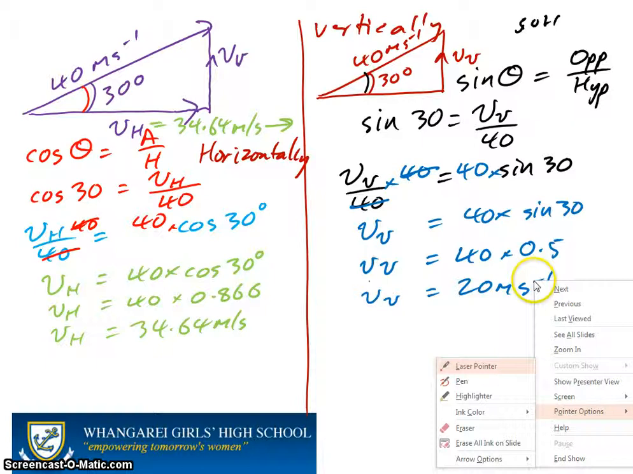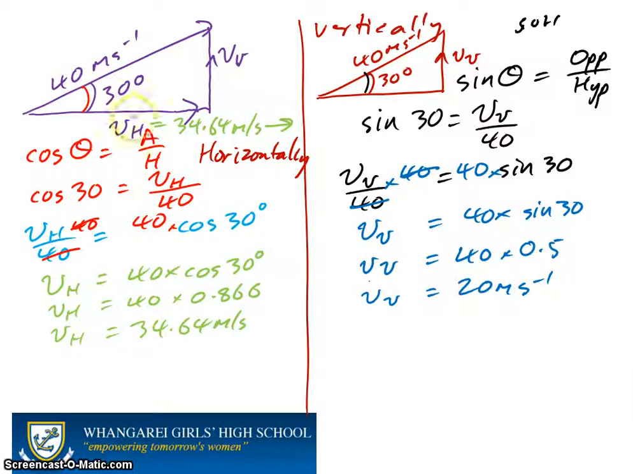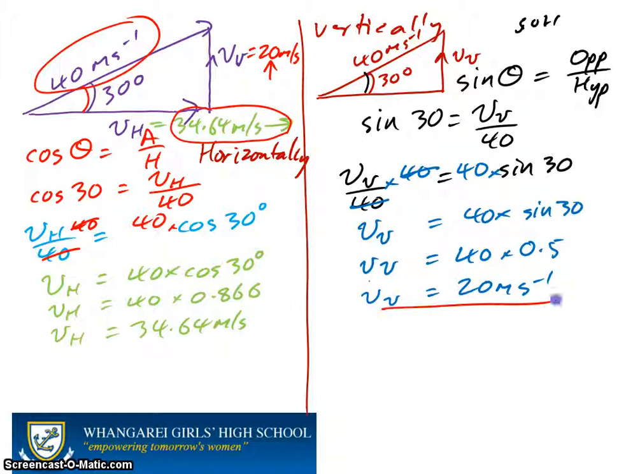And so we have now broken up one vector into two. 34.64 meters per second, and 20 meters per second up. That's up, and that's to the right.